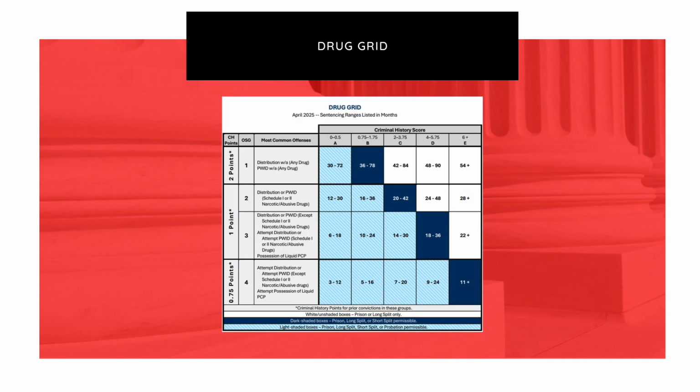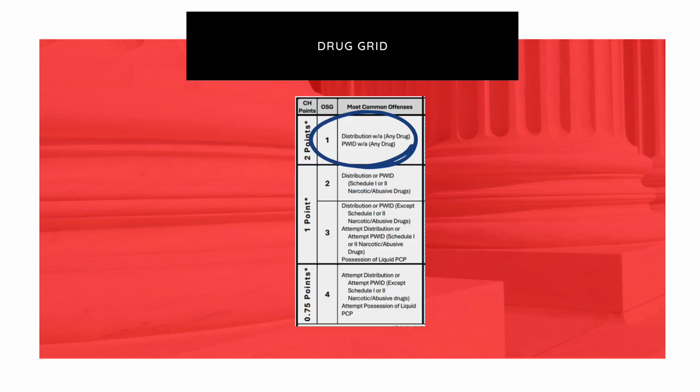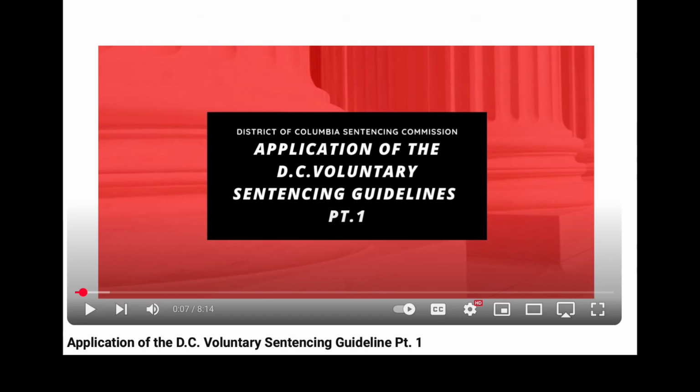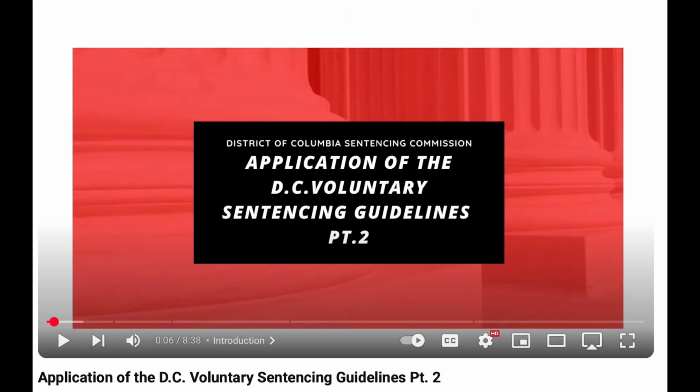The drug grid has 4 OSGs. Drug Group 1, the most severe OSG, contains offenses such as possession with intent to distribute while armed, whereas Drug Group 4, the least severe OSG, has offenses such as attempted possession of liquid PCP. For more information on OSGs and its function under the guidelines, view the agency's previous two-part series on how the DC Voluntary Sentencing Guidelines work. It is linked below.